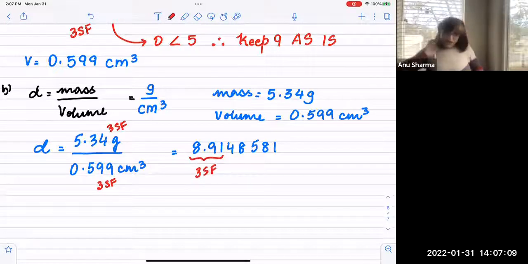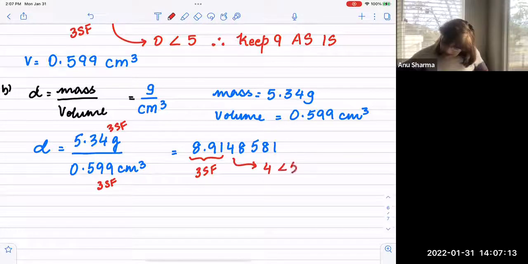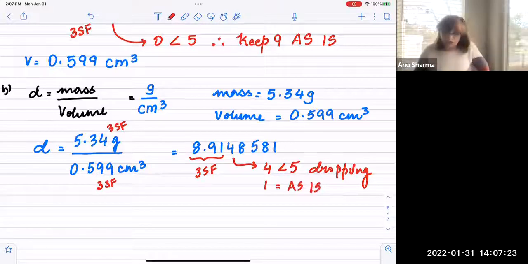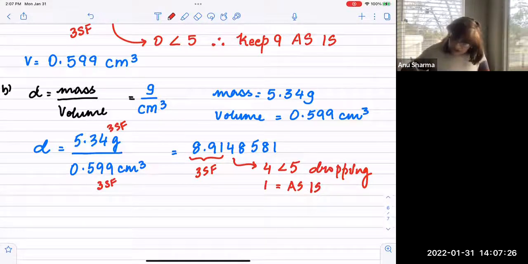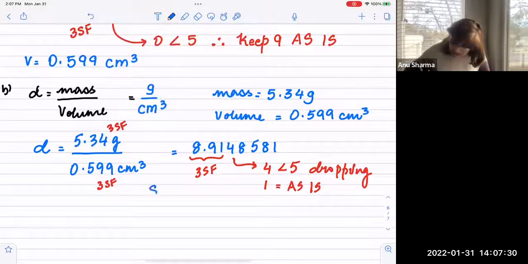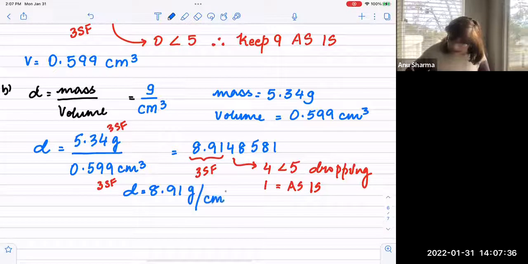Now here 4 is less than 5. This is the one we are dropping. So therefore 1 is as is. We do not change 1 to 2. So the answer technically should be, because you're dividing, density is equal to 8.91 grams per centimeter cube.